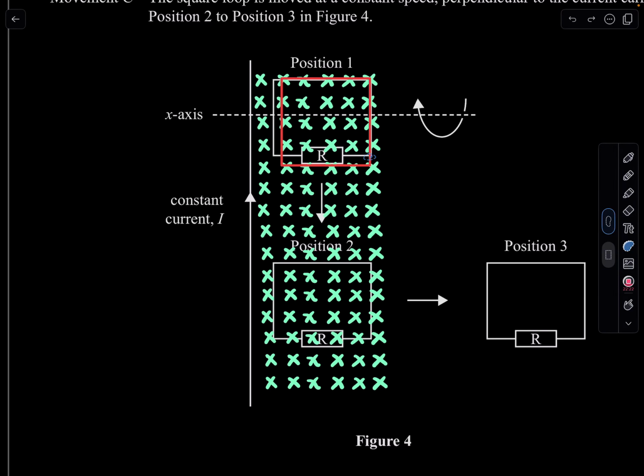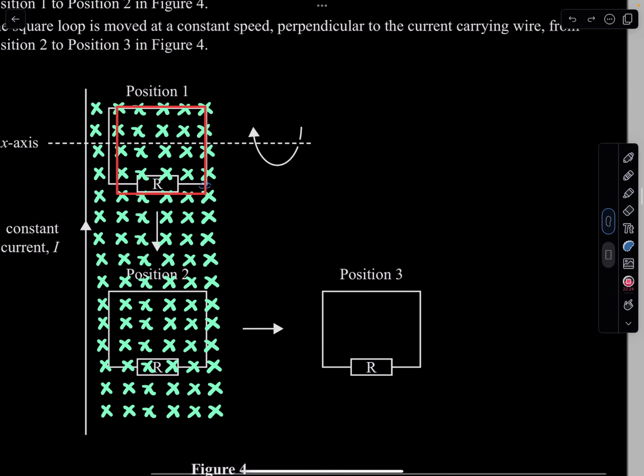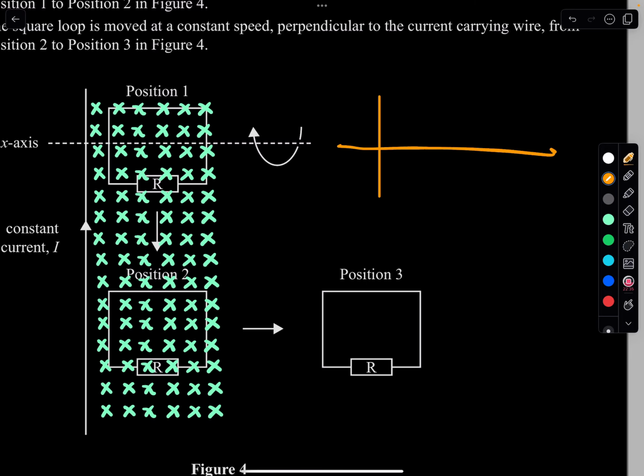So how would you represent this diagram? If I take that out, you want to draw it like this. It's going to be at its maximum because all the field lines are always passing into it. So we'll have a maximum flux, but it will be constant. There's no change in flux. So it will look like this: just positive because it's at its maximum, but it stays constant.